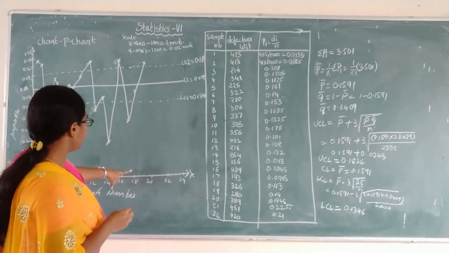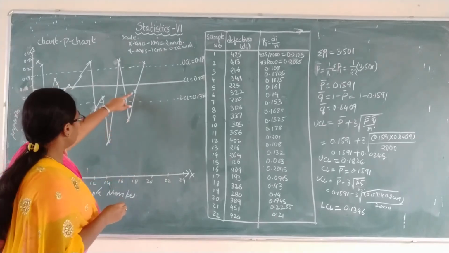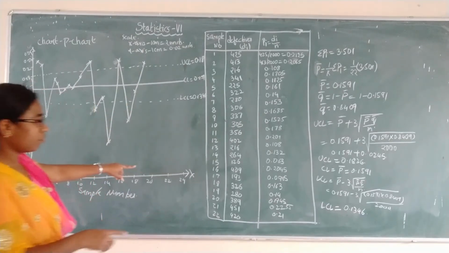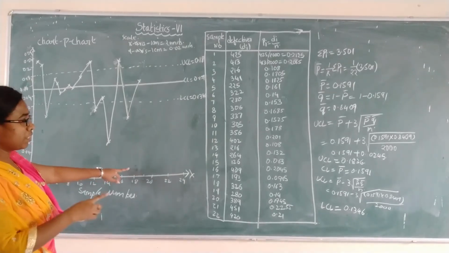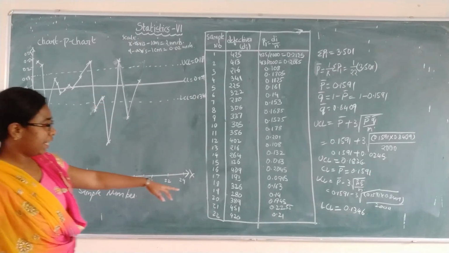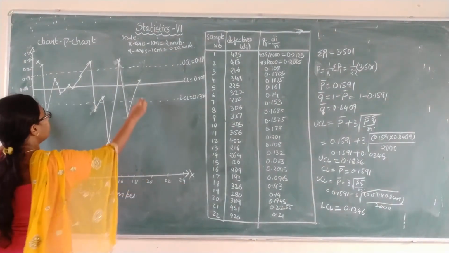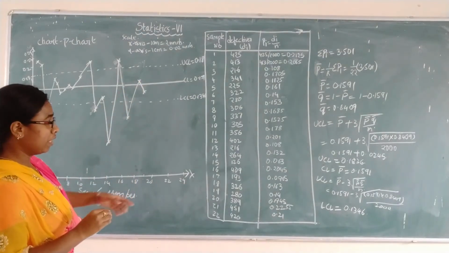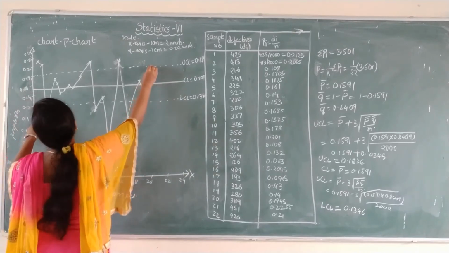So for the 18th sample, the value is 0.16. For the 19th sample, the value is 0.14. Next, for the 20th sample, the value is 0.19.